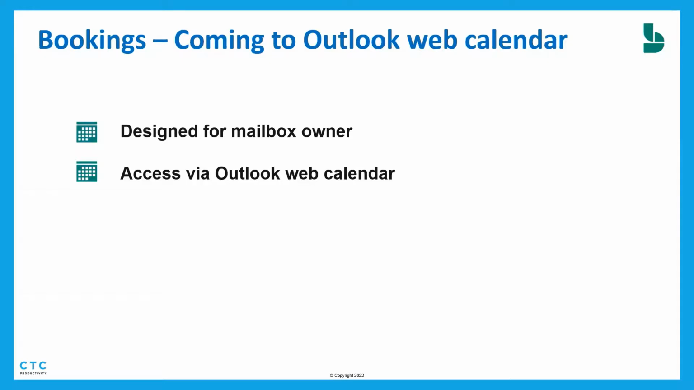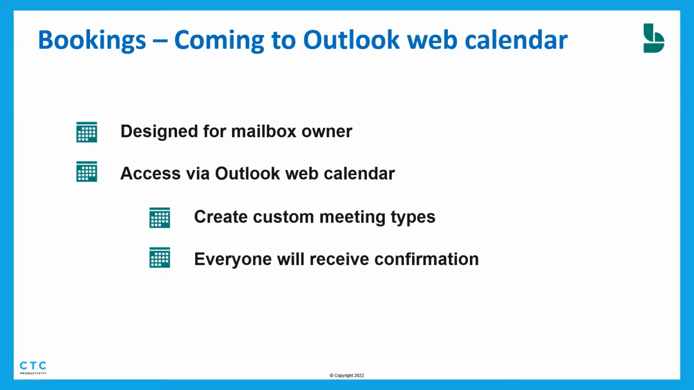But this one that's going to be pulled into the Outlook web app is just for you. It's your own calendar you get to set up. The access is only going to be via the Outlook web calendar. You can create your custom meeting types. Everyone who signs up, schedules a meeting is going to receive confirmations, and they're expecting the complete rollout at the end of June.